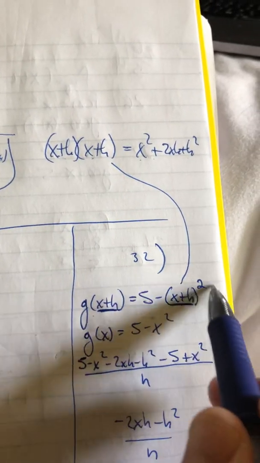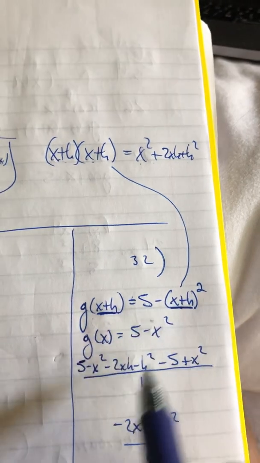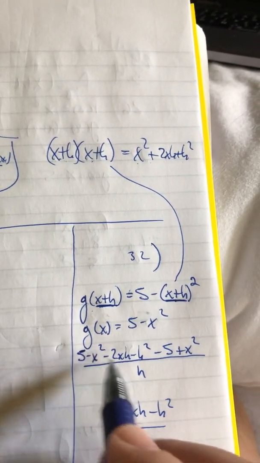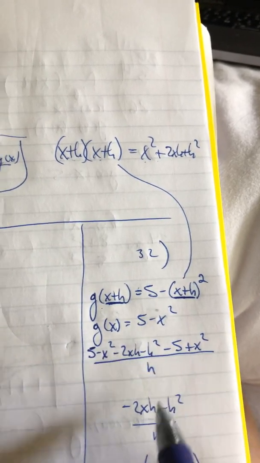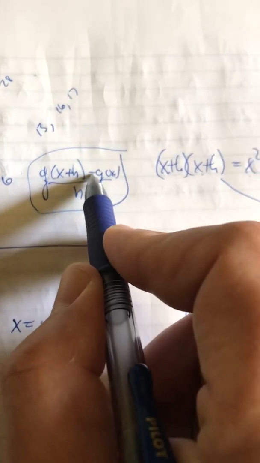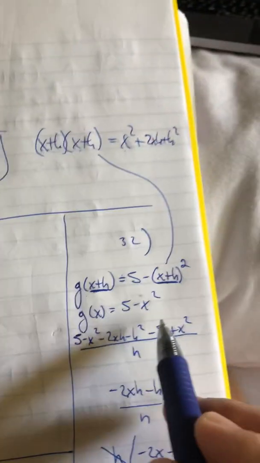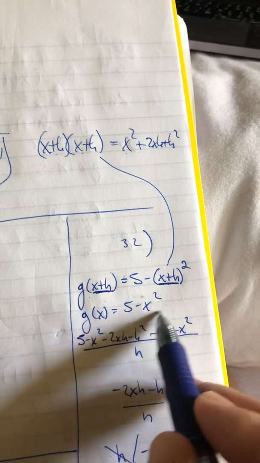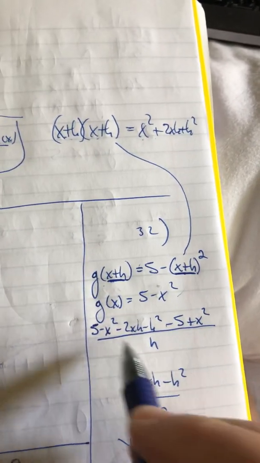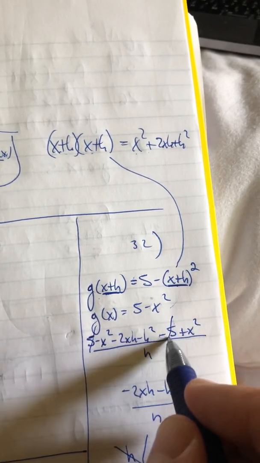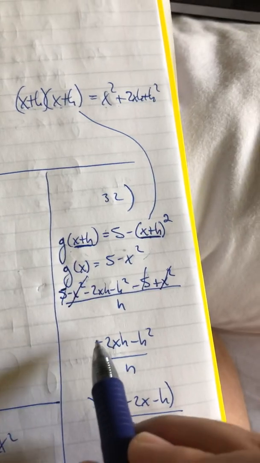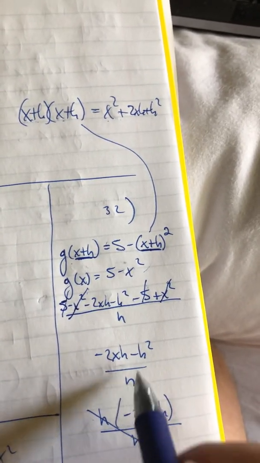So this expression in our slope formula will become 5, and we distribute the negative, so it's minus x squared minus 2xh minus h squared. Now, in the formula, you'll notice that there's a subtraction, so we have to pass the negative through on the g of x, so it becomes minus 5 plus x squared. Well, this 5 and this 5 eliminate, and this x squared and this x squared eliminate. So you're left with negative 2xh minus h squared, all over h.